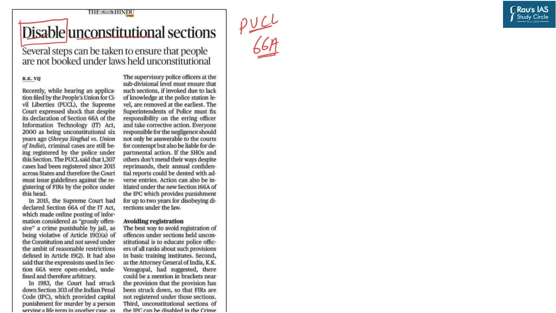There are certain human errors at the level of SHOs, police officers at the station level who register FIRs. They are unaware of these judgments being passed. They are holding the old, previously published law books in which those sections are still alive. So there must be checks in the system itself to identify if any FIR has been registered under sections that have already been declared as unconstitutional.